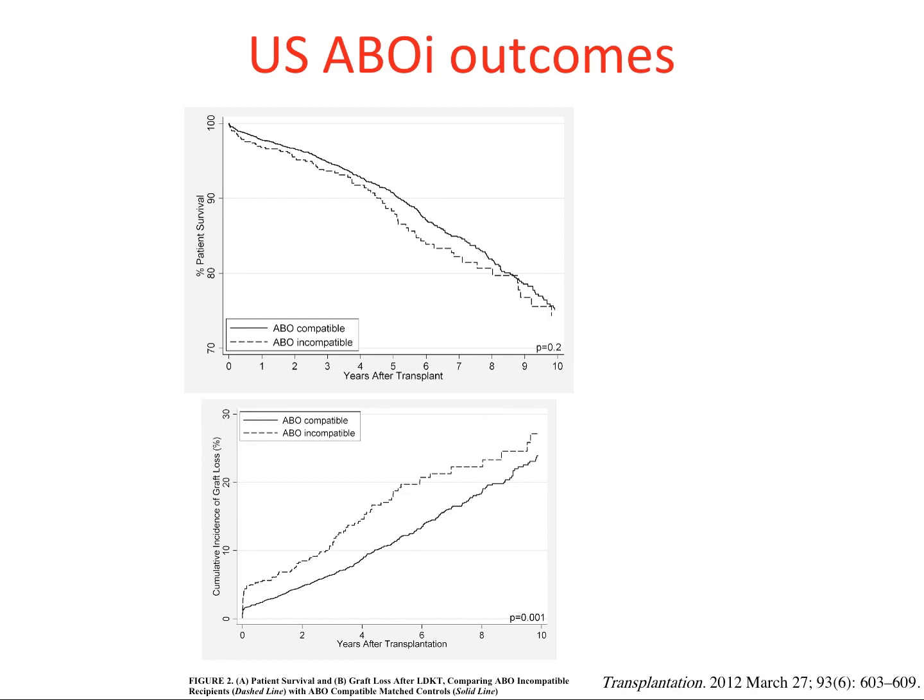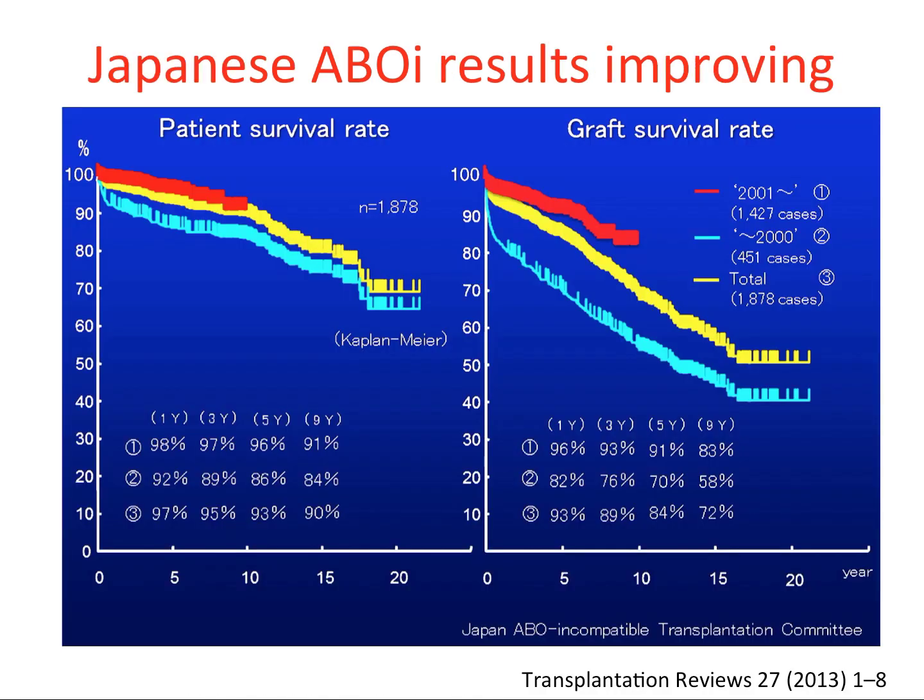So here are the US data. I'm not going to show you everyone's data, but you can see when you look at graft loss, there is just this early excess of graft losses in the incompatible group, and thereafter the lines run parallel. And the same is shown in the UK and in Japan.